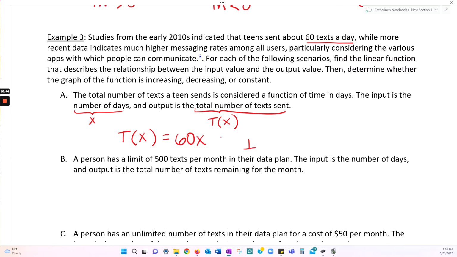And so, of course, this would be an increasing function, increasing linear function. So it'd be pretty steep. It's not quite steep enough, but something kind of like that.